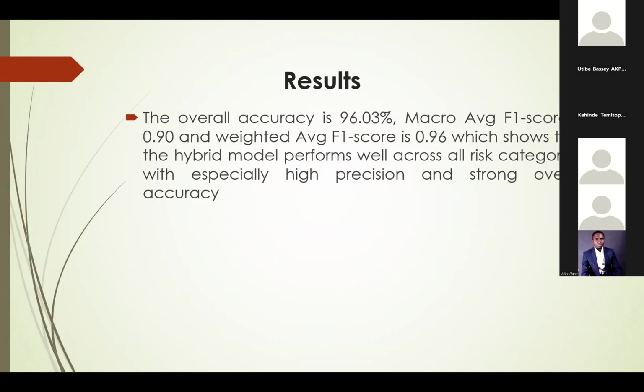The same thing with the weighted average, at 0.96, which shows that the hybrid model performs very well across all risk categories. The main reason why we break this down into 3 risk categories is to be very sure of our precision and accuracy, so that we can know how to improve our hybrid model. So please, can you move to the next slide?